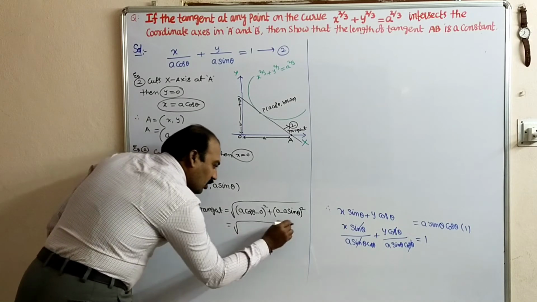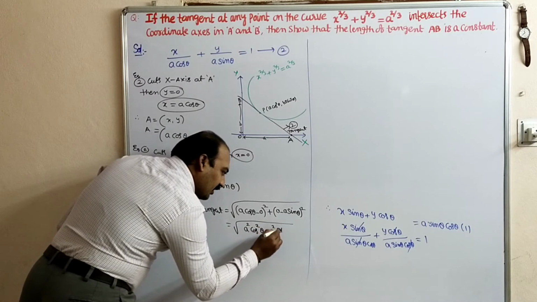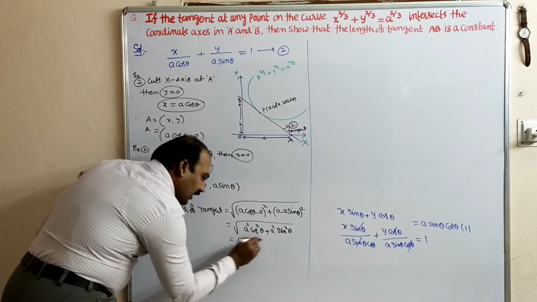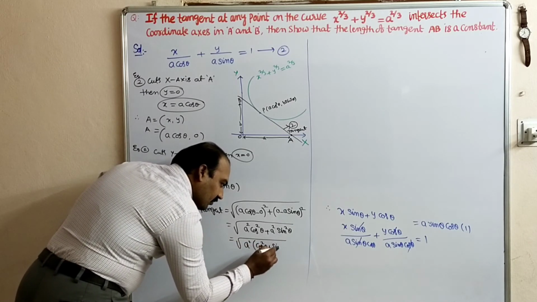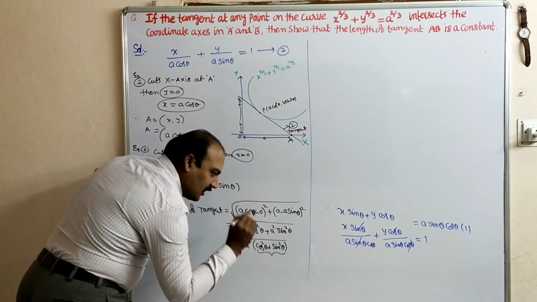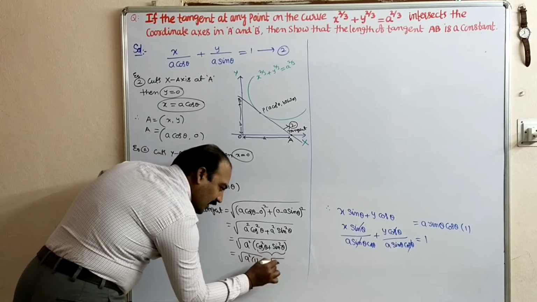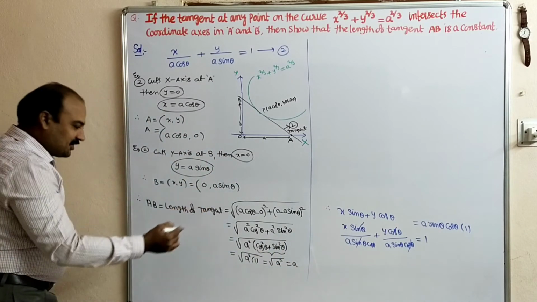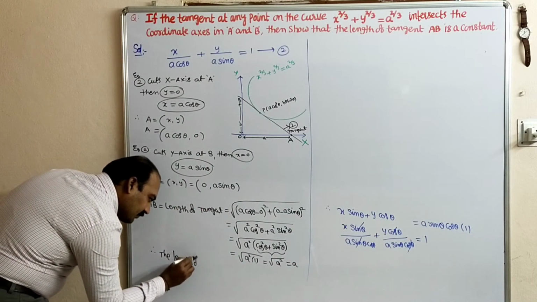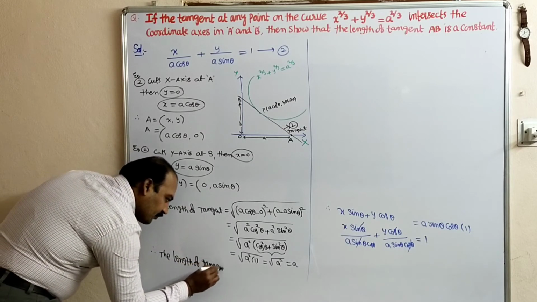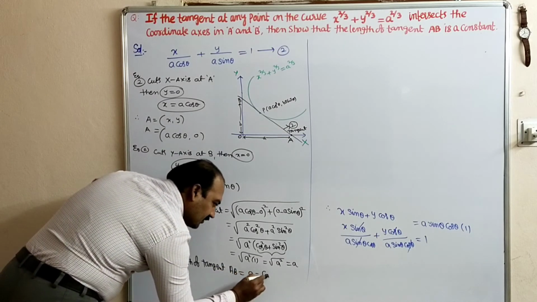So this is equal to square root of a square cos square theta plus a square sin square theta. Take a square common from these two terms: cos square theta plus sin square theta. Sin square theta plus cos square theta value is 1. So it is equal to square root of a square into 1, which is square root of a square, which is equal to a. A is constant only, you know. Therefore the length of tangent AB is equal to a constant.